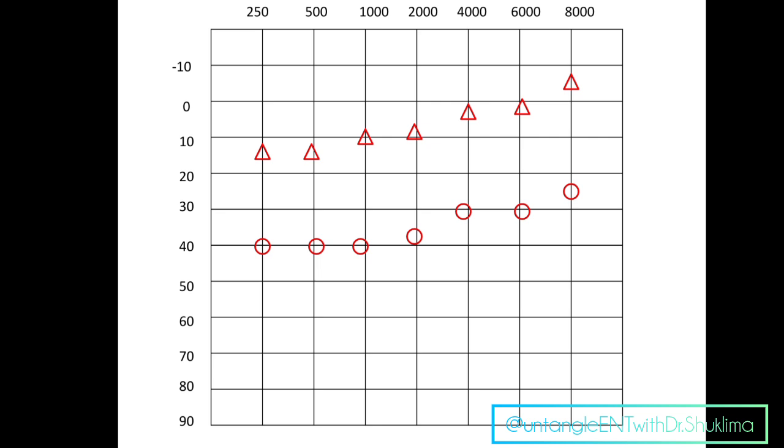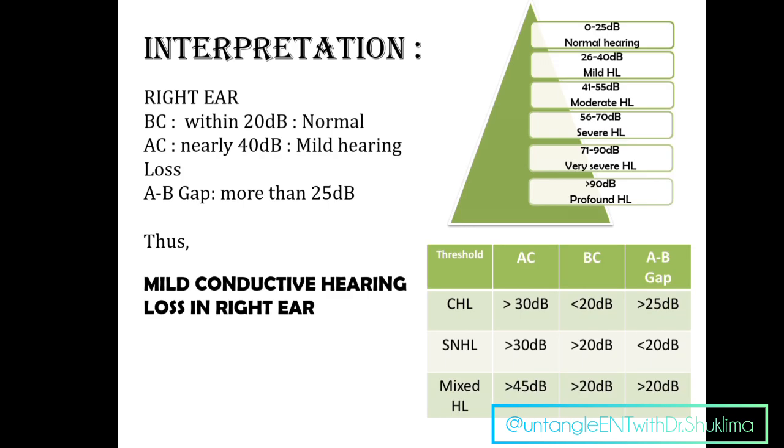Next, see the bone conduction. It is within 25 decibel, which is normal, and the air-bone gap is more than 25 decibel. Therefore, it is considered as mild conductive hearing loss in the right ear.